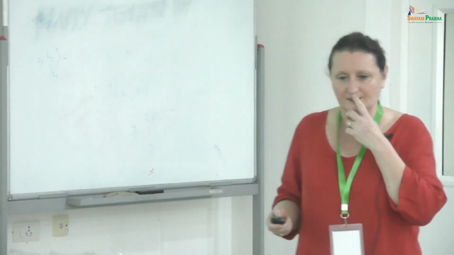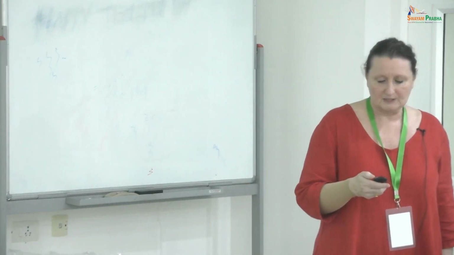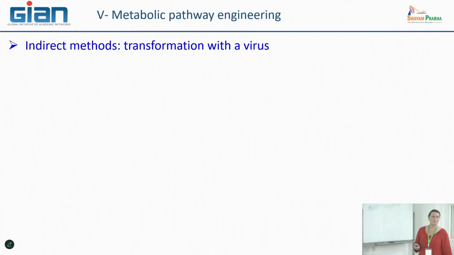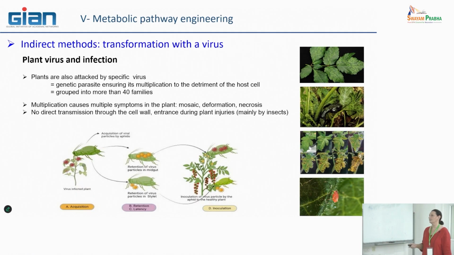our cells, plant cells, mainly in a transient strategy. So a few words on the viruses well known in plants. Here is a general view of how plants can be infected by this type of organism, a virus. In fact, plant viruses are classified in about 40 families.